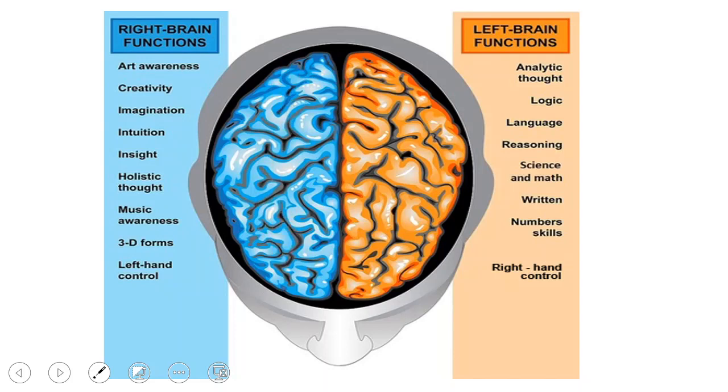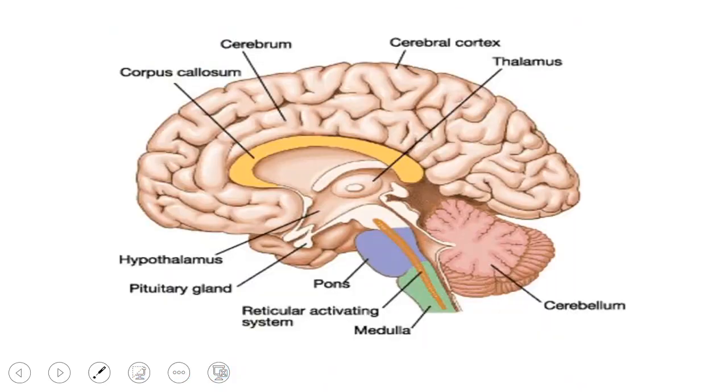So the left hemisphere controls the language and the logic and critical thinking and reasoning, and receives impulses from the right side of the body, and the opposite here receives impulses from the left side of the body and responds to or controls creativity and imagination, etc. So as we said before, the left and the right hemispheres are connected through the corpus callosum. So what is this corpus callosum?